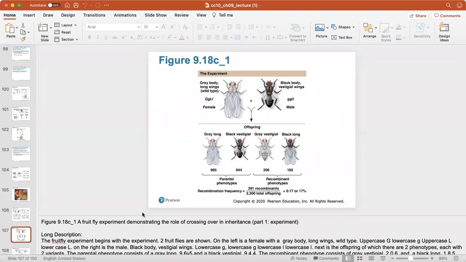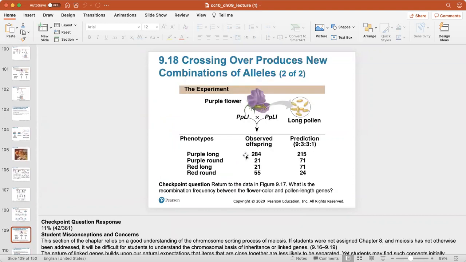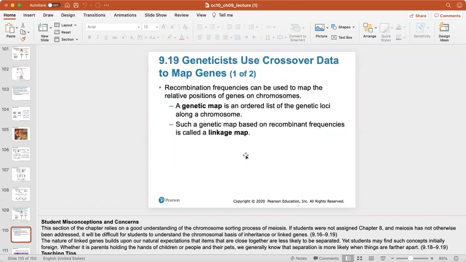So here's a look at the experiment with the fruit flies and the differences in the offspring, and then the explanation of the homologous chromosomes and how they cross over. I won't ask you guys too many specifics about this, but you should understand how crossing over among the chromosomes does produce new combinations of alleles.